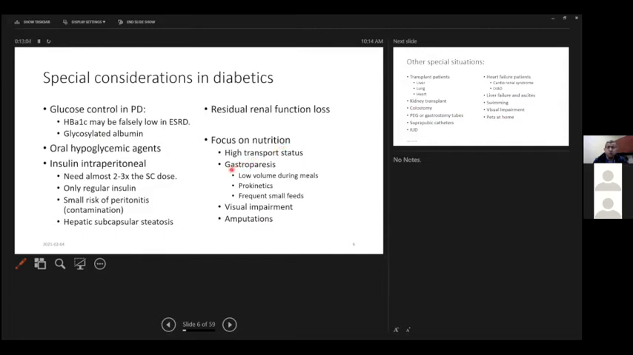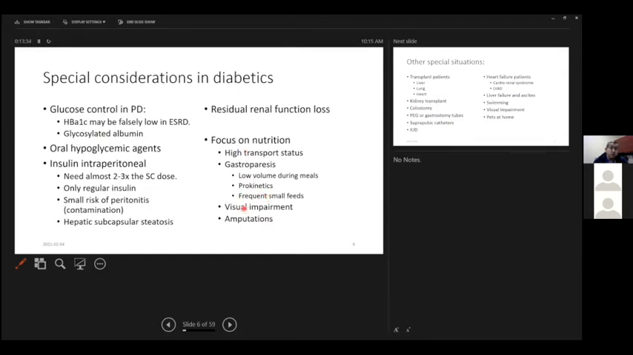Also, the patients may have gastroparesis, and at that time you don't want to fill the fluid in the belly, because the gastroparesis is going to get affected. So you may want to use a low volume during the meals. You can use prokinetics like metoclopramide or domperidone or an antibiotic like azithromycin, and use frequent small fills. Now, this is nothing but our internal medicine knowledge, nothing specifically high fundamental nephrology.